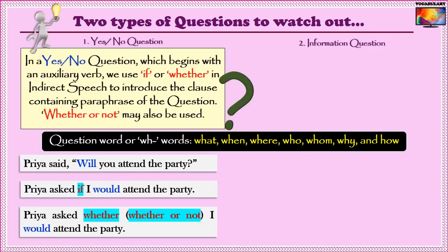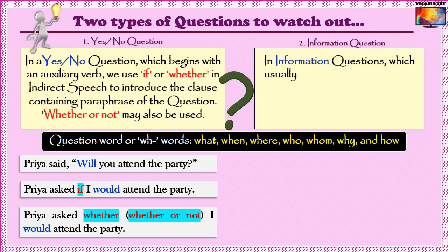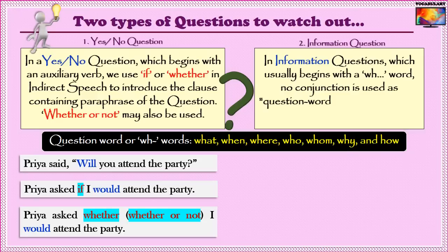The other type, information questions, seek some information from the hearer and usually begin with a word such as what, when, where, etc. For such a question, no conjunction is used as the question word itself can be used as the joining word. As discussed earlier, the word order in indirect speech should be changed from that of a question to that of a proper sentence, which means subject should come before the verb phrase.